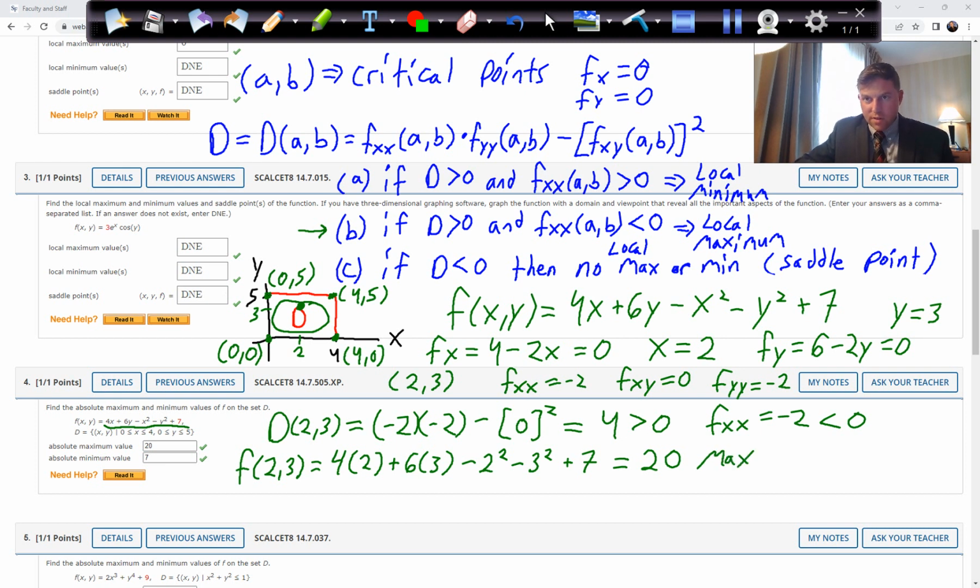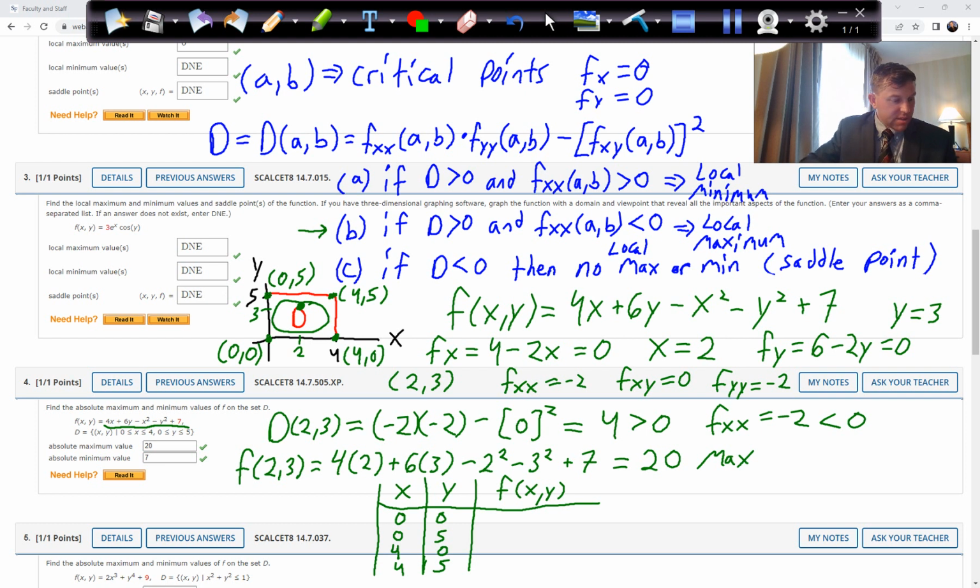But you also have to test these 4 other points. So it's kind of best to make a table. So we pick x, we pick y, and we pick the function. And I'm not going to go through all these substitution steps because I believe you can handle that. But you have to check x is 0, y is 0. We have to check x is 0, y is 5. We have to check x is 4, y is 0, and x is 4, y is 5.